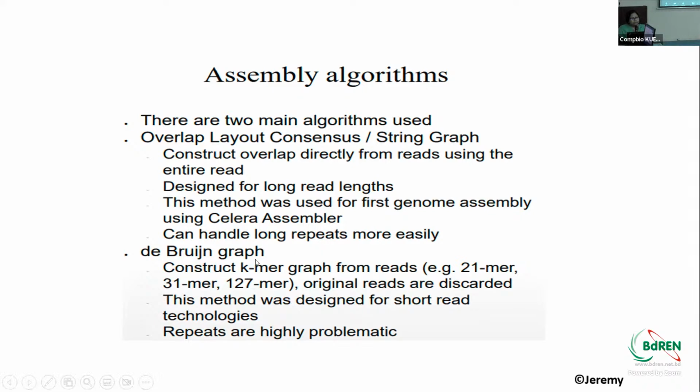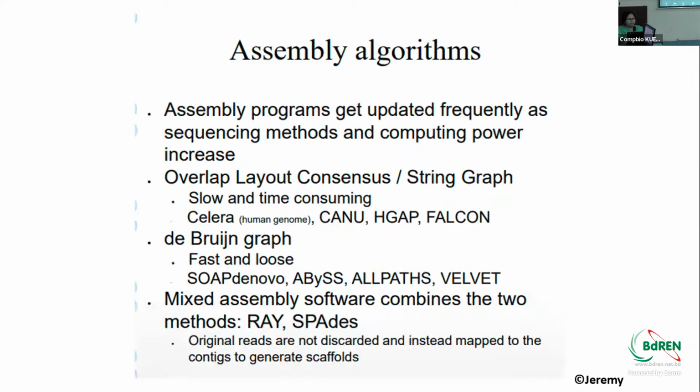The larger the k-mer, the 127-mer will take longer because matching 127 is difficult, but this will be more reliable. Yeah, because the longer the k-mer, the more reliable the assembly will be, but it will take time. This method was designed for short read technologies, but here also repeats are highly problematic. Overlap layout is slow and time consuming. De Bruijn is fast and loose.